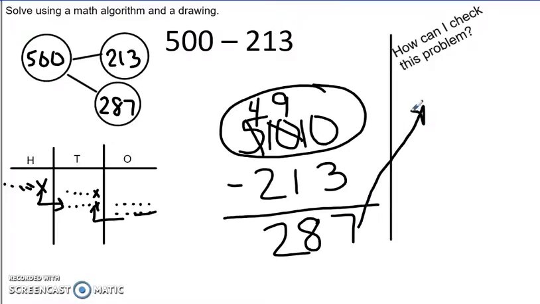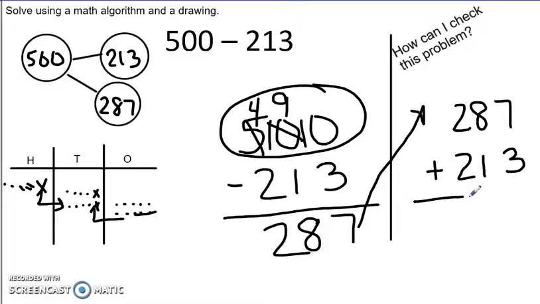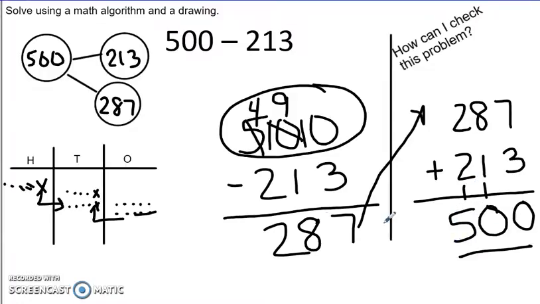Now I'm going to check by adding my parts to see if I get my whole. So I bring 287 up. I add my other part, which is 213, to it. And we should get 500. So let's add with our ones. 7 plus 3 is 10. Put the 0. Carry the 1 into the tens. 8 plus 1 is 9. Plus 1 is 10. Put a 0. Put the 1 in the hundreds. 2 plus 2 is 4. Plus 1 is 5. So here we have 500, which matches our total in our number bond. So we did this problem correctly.